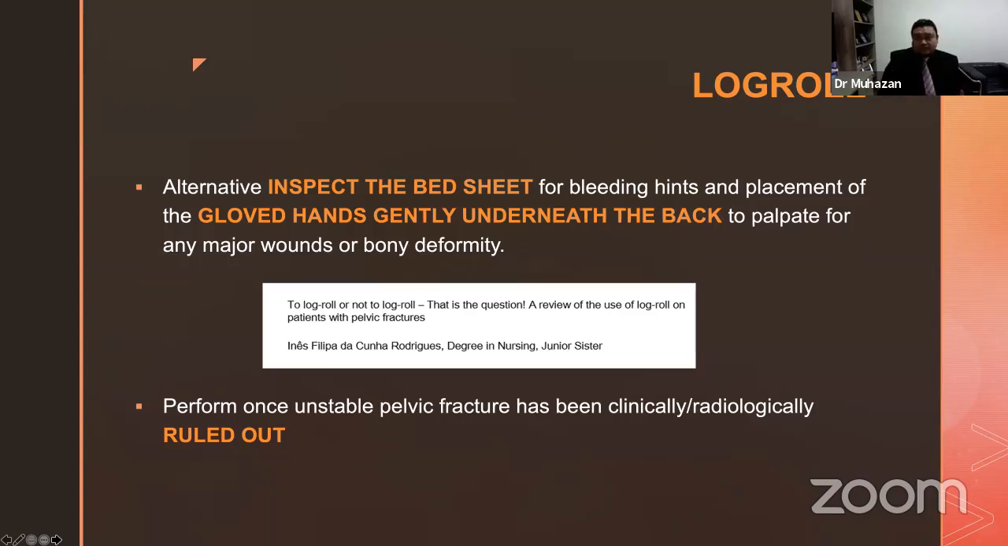You can't do a log roll, but you can always check your floor, your bed sheet, and with a gloved hand, you could do a hand swipe to detect any major injuries or bleeding. So when this happens, you can still detect whether there's any bleeding in the patient. When you've already done your examination in circulation and you've decided clinically or radiologically that there is no pelvic fracture, then by all means, please proceed with your log roll.